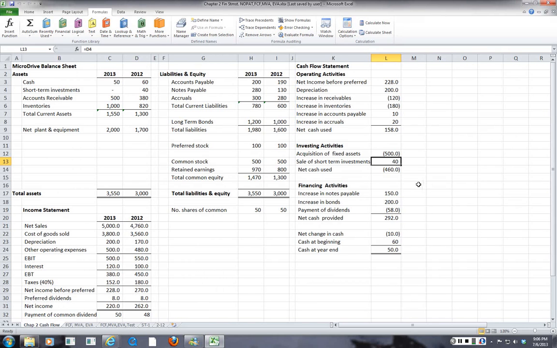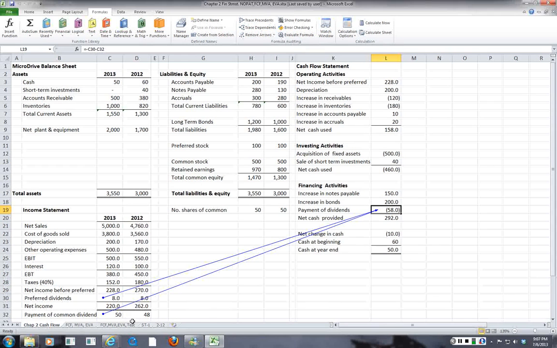$460,000. The next thing we have is financing activities. You can see there's an increase in notes payable of $150,000 and an increase in bonds of $200,000, and that comes from here and here. You can see where we get that. Then we paid dividends: $8,000 for preferred and $50,000 for common dividends. So that's a negative cash.